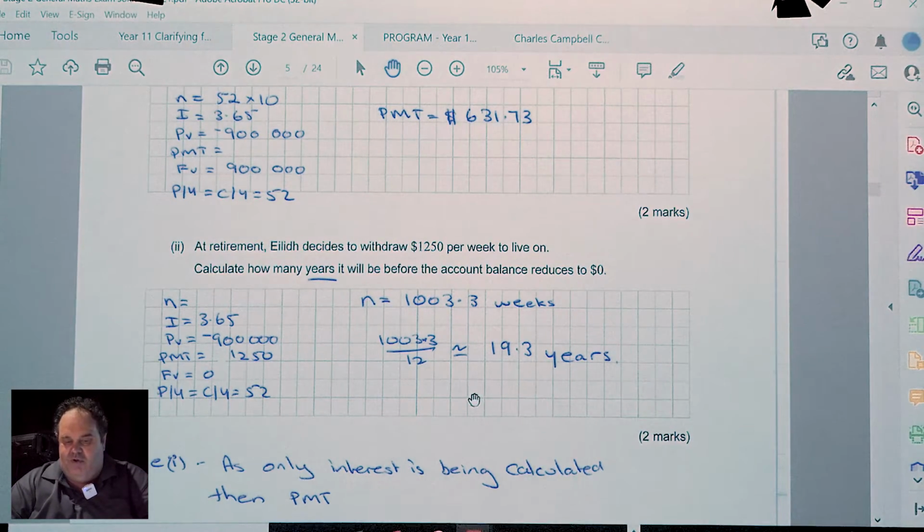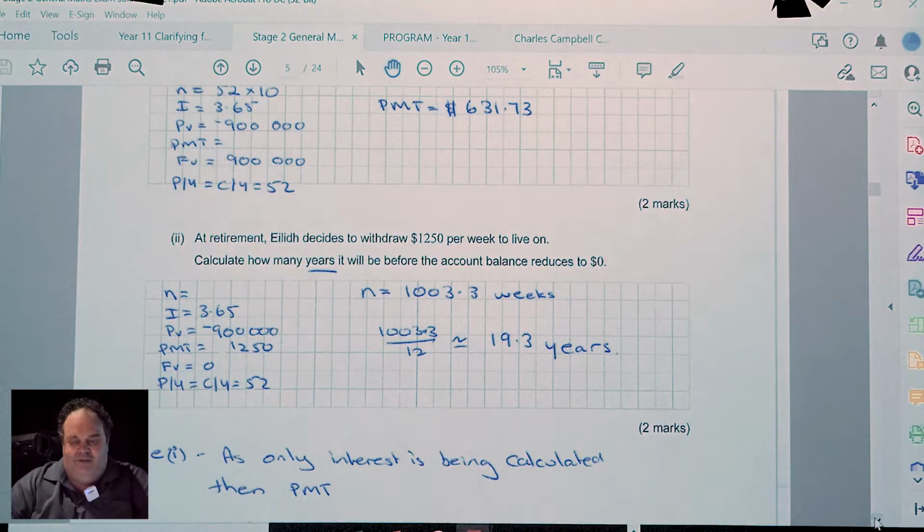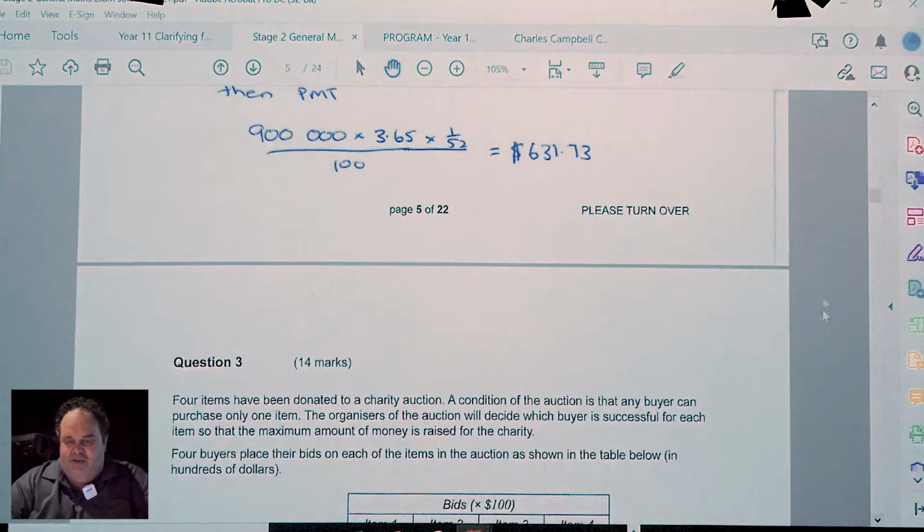And I've divided by 12, not 52 in the solutions. Didn't pick that up. Sorry. Oops.